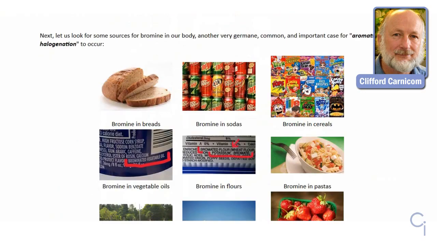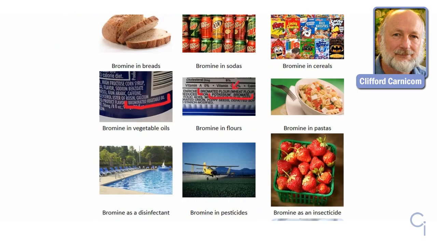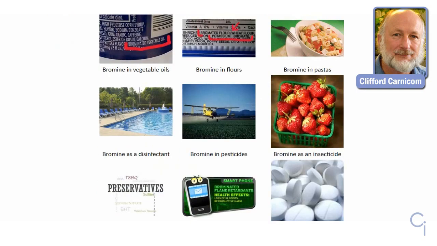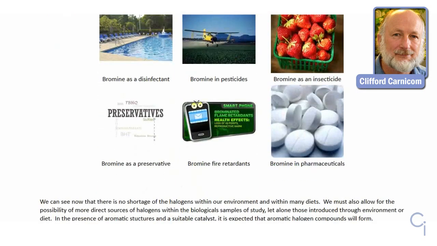This is a whole section. I'll read them quickly to get through them. Bromine in breads, the whole flour thing. It was an eye-opener to me. Your breads look puffy and nice. Guess why they look puffy and nice? It's because of bromine in there. Sodas, cereals, vegetable oils, flours, pastas, disinfectant, pesticides, insecticides, preservatives, fire retardants, pharmaceuticals. So, and there's my line.